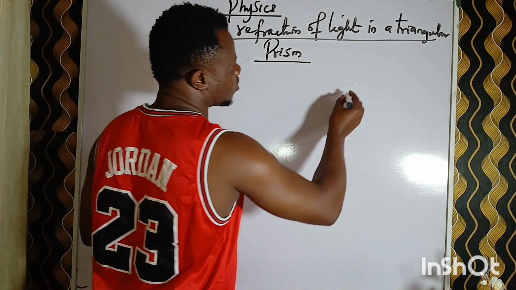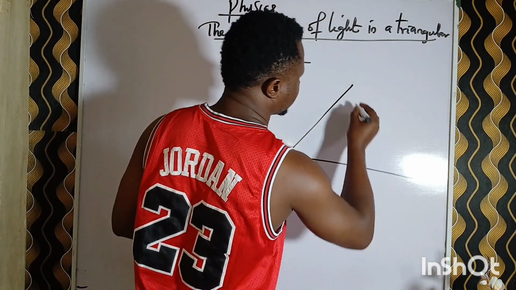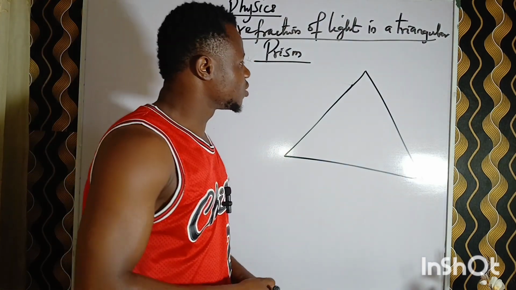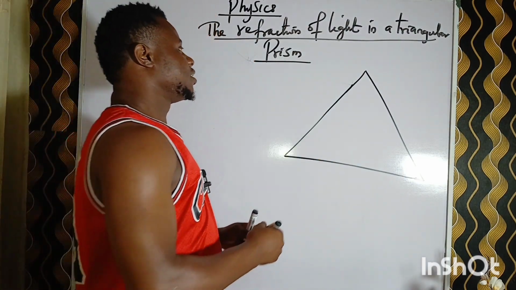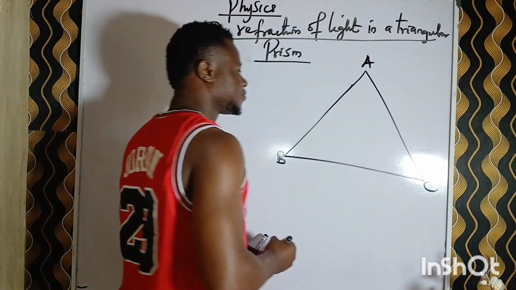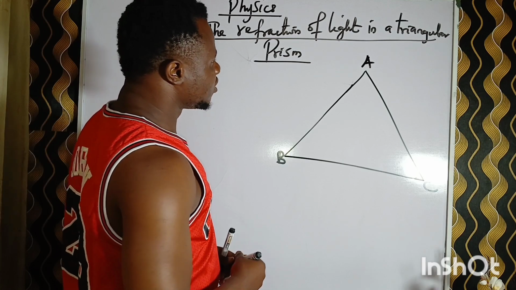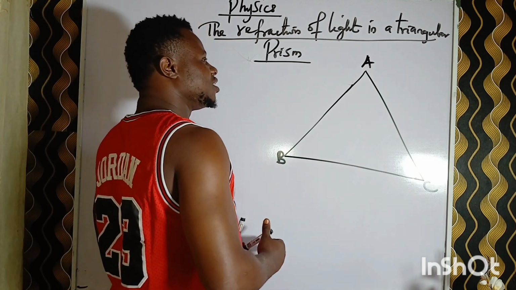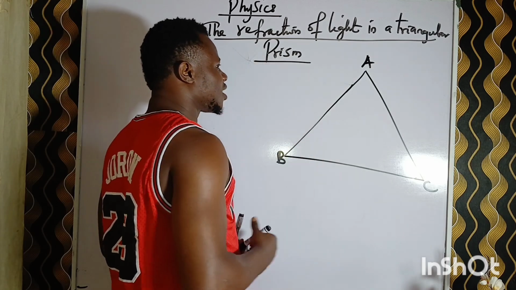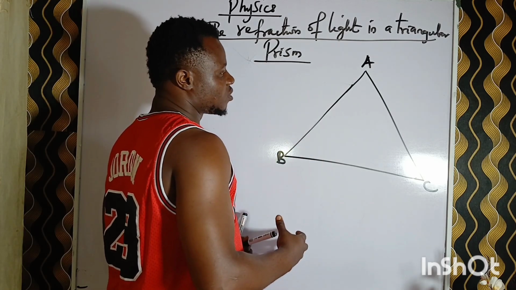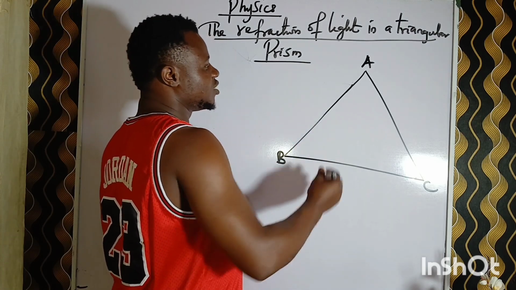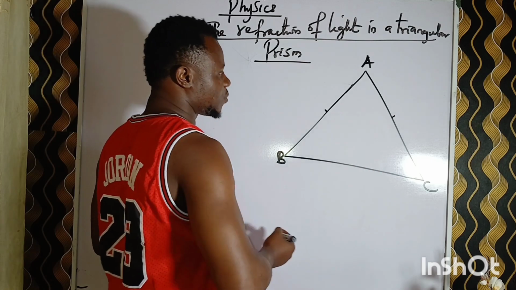Now, let us draw the prism itself. See the prism here. You can see the shape of the prism is what? Triangle. Then the name of the prism is what? A, B, and C. Now in this prism, we are using a triangular prism that all their sides are equal. So therefore, the prism is what? Equilateral triangle. So this side and this side and this side are equal.